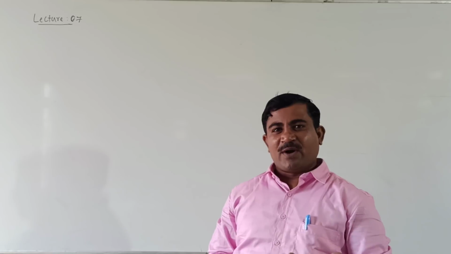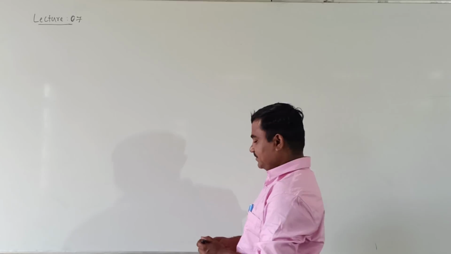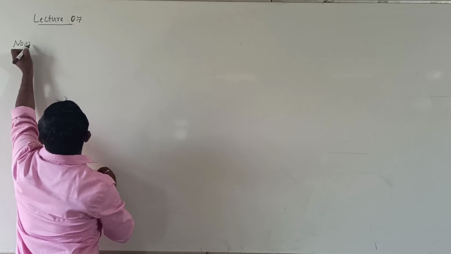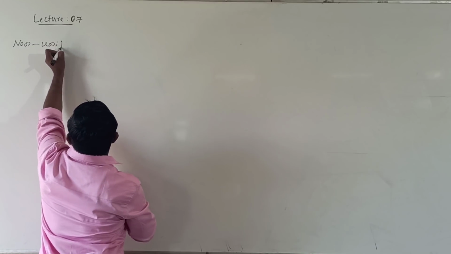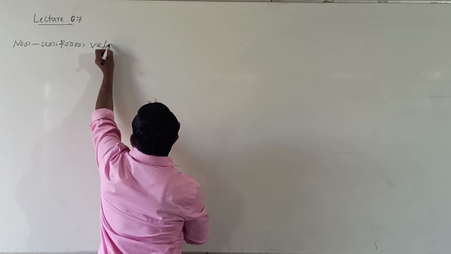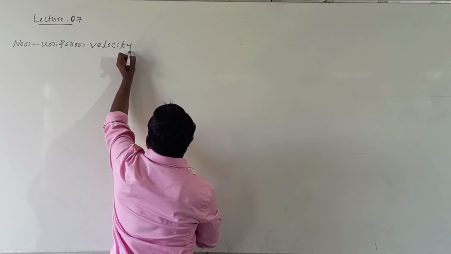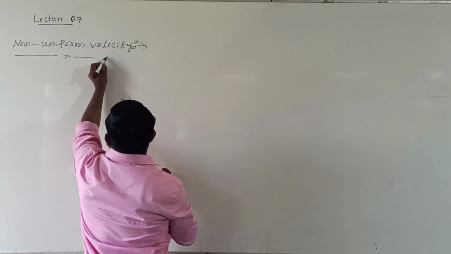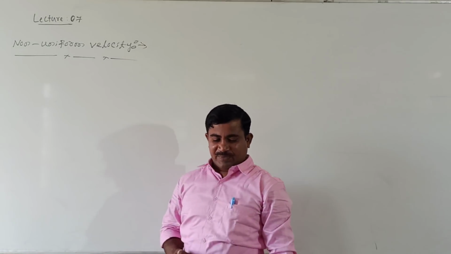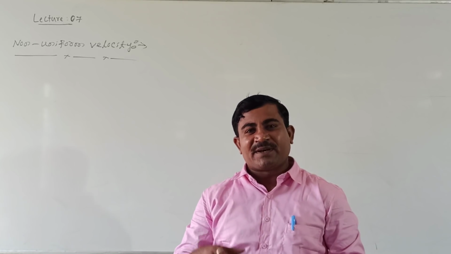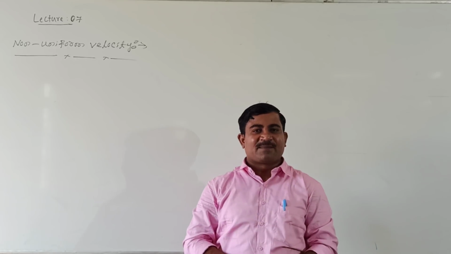Today we will see one more type of velocity that we call non-uniform velocity. Non-uniform velocity. The non-uniform velocity will arise when a body moves with different displacements in different intervals of time.